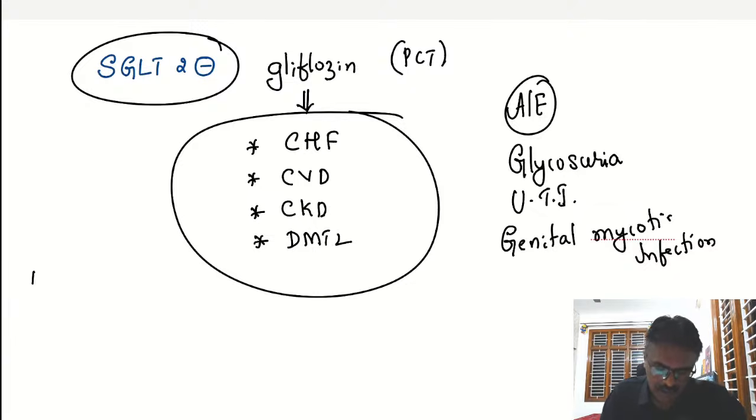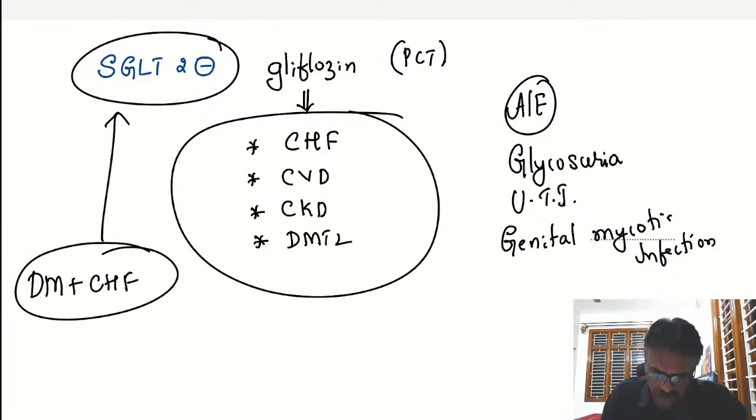Suppose a person has diabetes and CHF, which diabetic drug will you prefer if they ask you? Obviously, we prefer SGLT2 inhibitors. They will help in heart failure also.